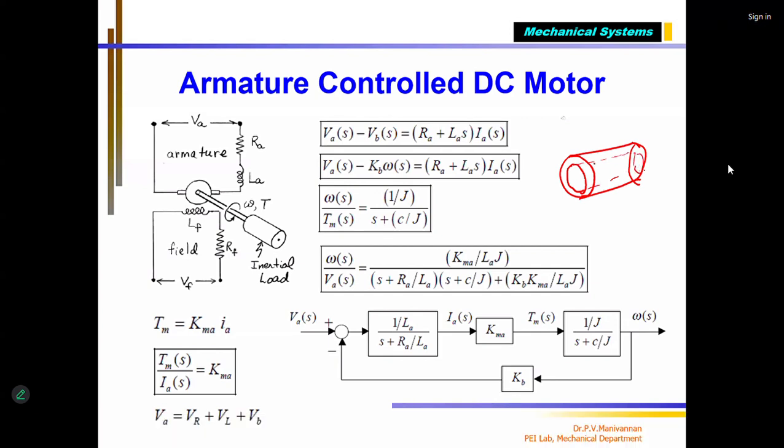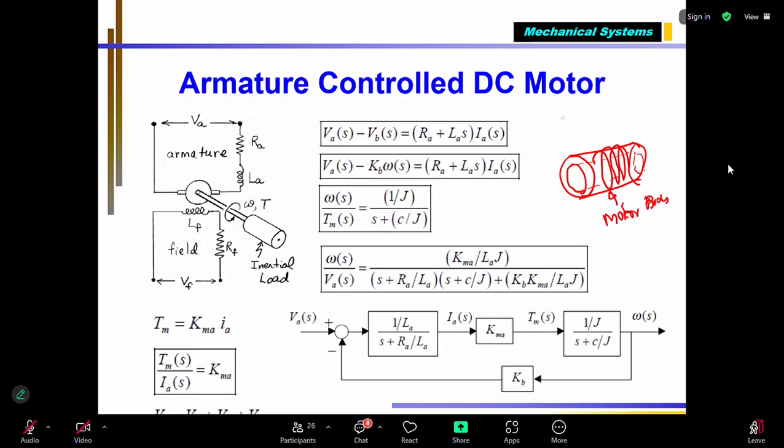Okay, so here you have the field coil. The field coil is in the body. This is the motor body, in which the field coil is arranged. We are supplying VF voltage here only, plus minus, this is my VF.